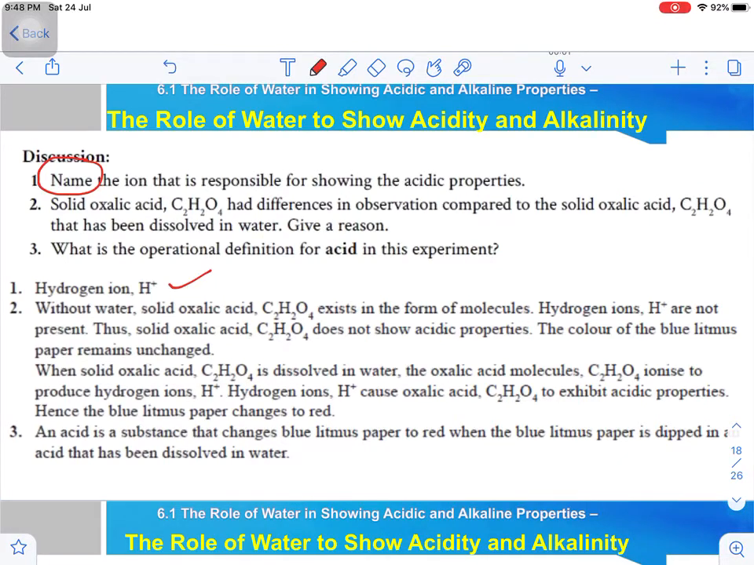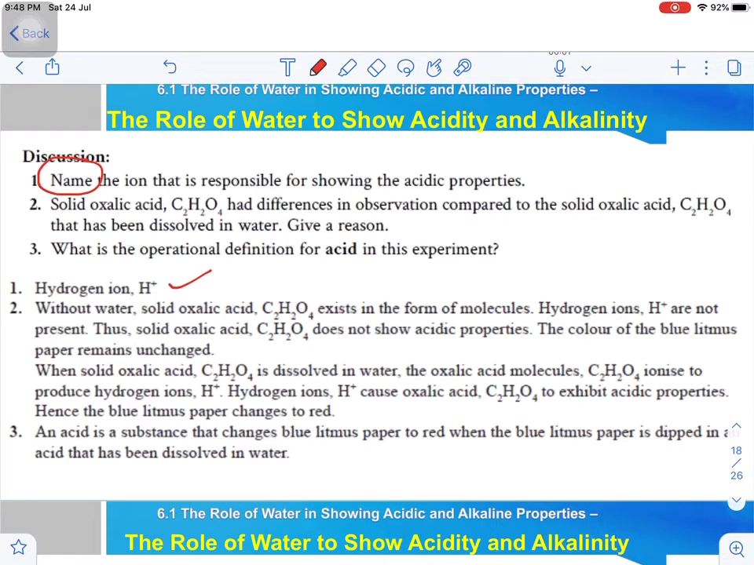Solid oxalic acid had a different observation compared to the solid oxalic acid that has been dissolved in water. Give a reason. Without water, solid oxalic acid exists in the form of molecules. So, no hydrogen ion. Thus, oxalic acid does not show acidic properties, and the blue litmus paper remains unchanged.